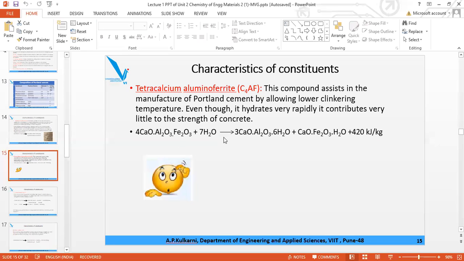Tetracalcium aluminoferrite. It lowers the clinkering temperature. म्हणजे जे एकदम धुवा येतो तो धुवाचा टेम्परेचर तो कमी करतो. And it hydrates readily. तर जे पहिलं पण आहे ते hydration readily. Here also it hydrates readily.